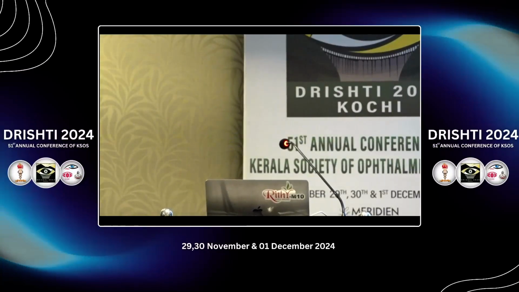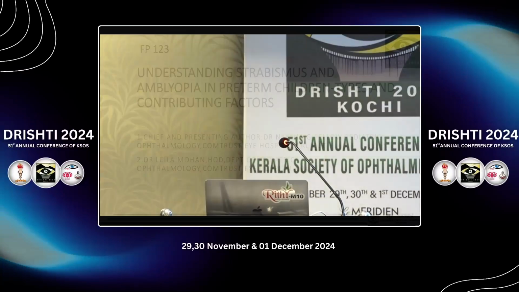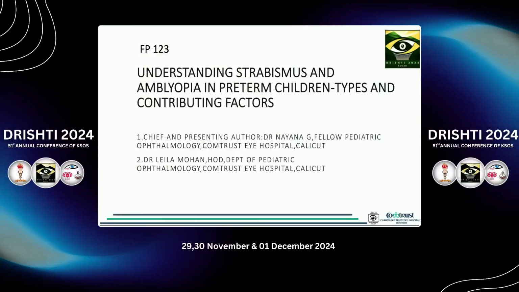Next, we have Dr. Nayana G. Her paper is on understanding strabismus and amblyopia in preterm children, its types and contributing factors.